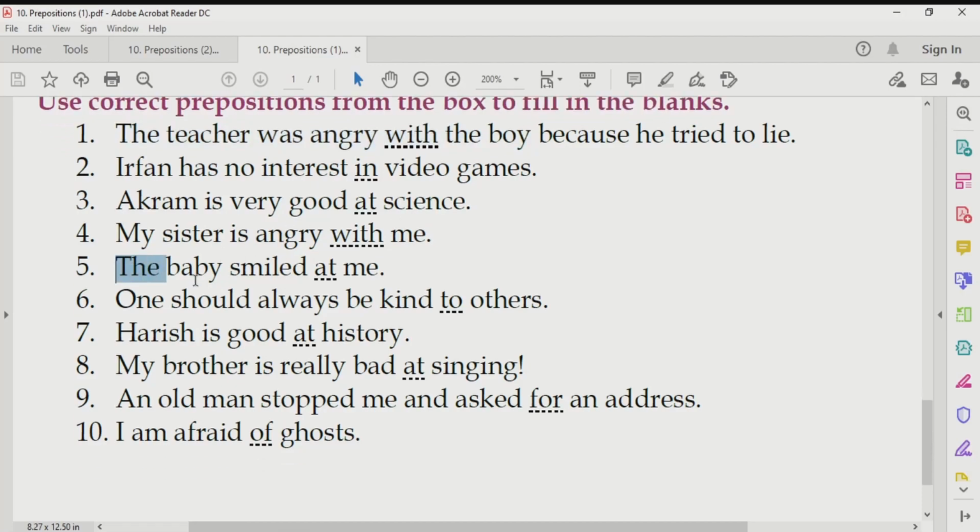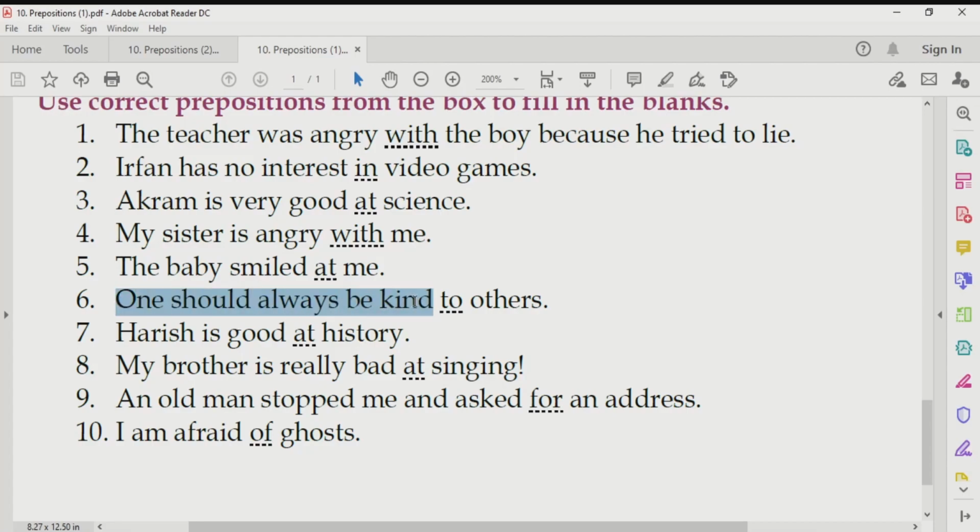Next one, the baby smiled at me. Now students, please note, this child is not doing anything with the hands, with the legs, not walking, not talking, just smiling. Whenever a person does something like this, you will say, at me. The baby smiled at me. You can't use the preposition with. The baby smiled with me would mean हम दोनों एक साथ मुस्कुराए. That will be a wrong sentence.